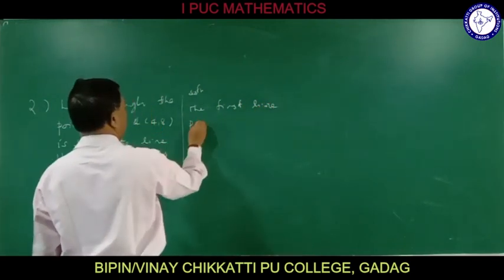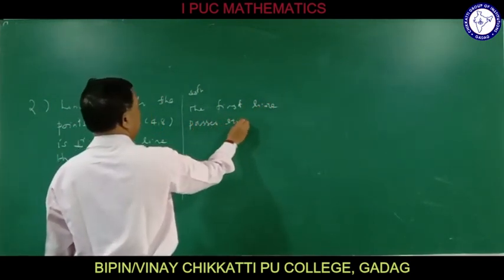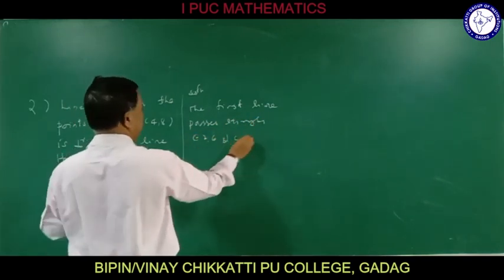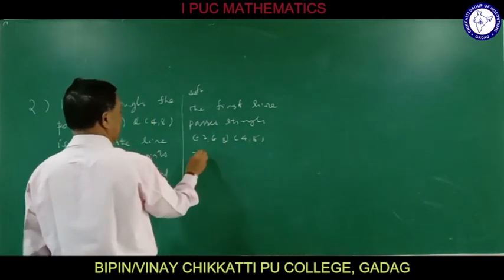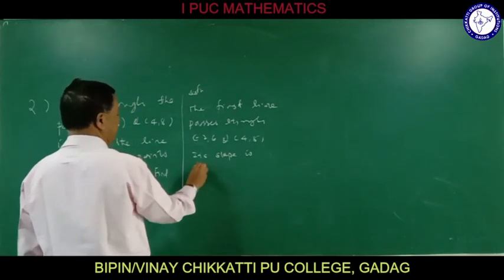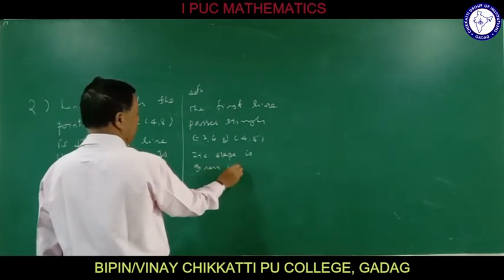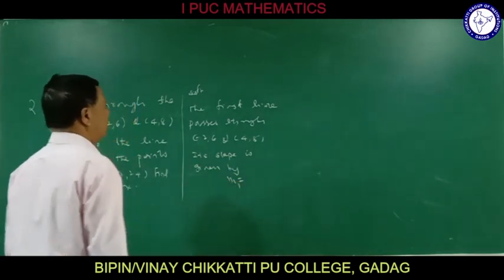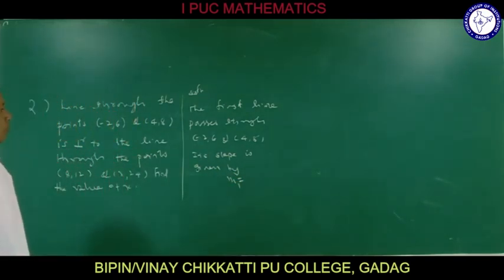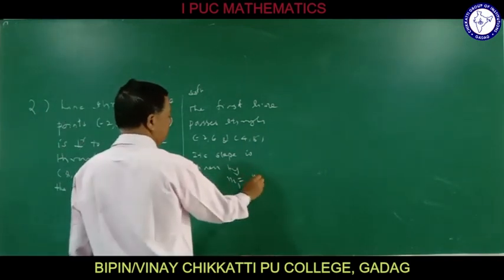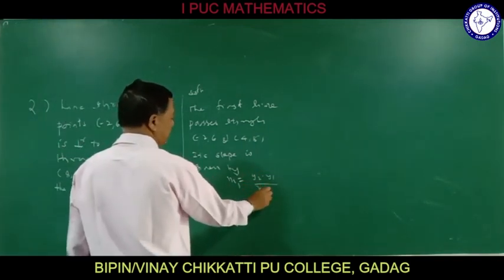The first line passes through minus 2, 6 and 4, 8. Its slope m1 is given by, what is the formula? y2 minus y1 divided by x2 minus x1.